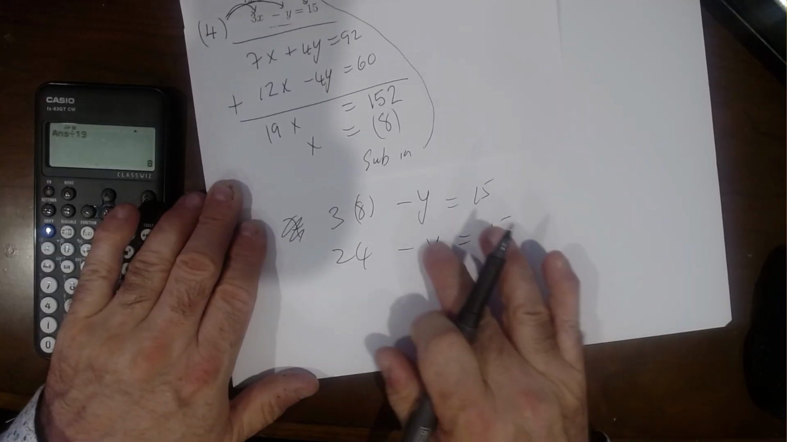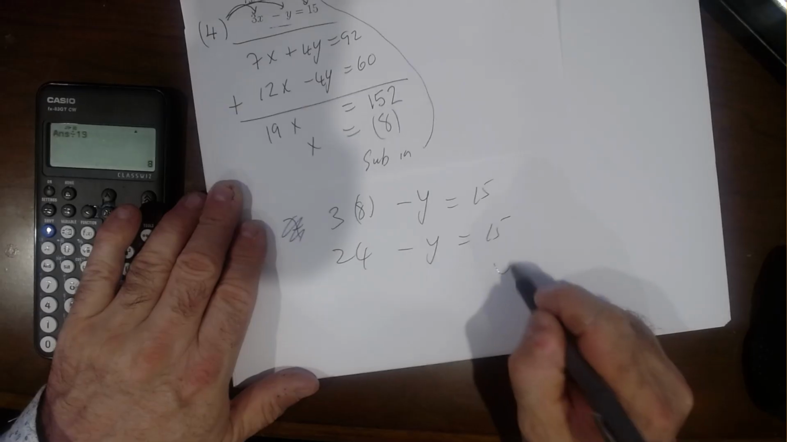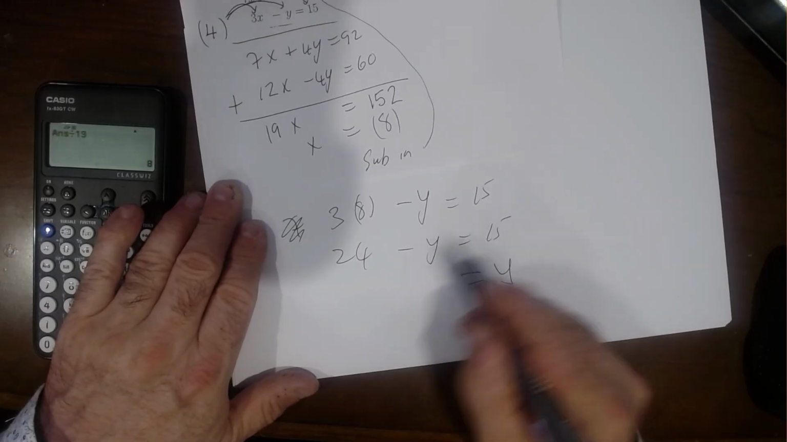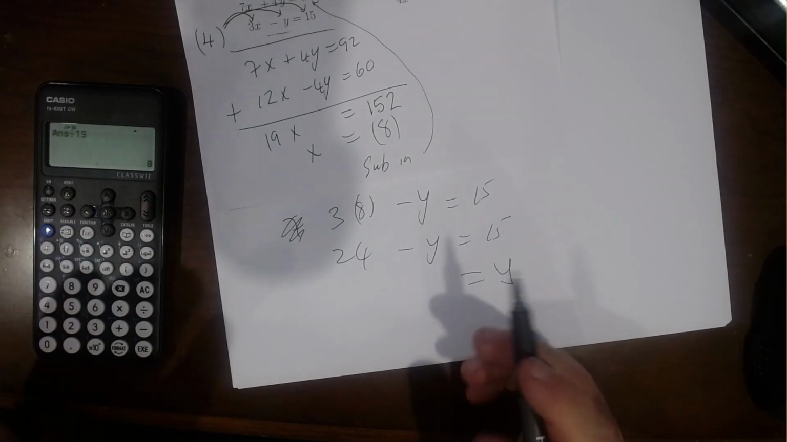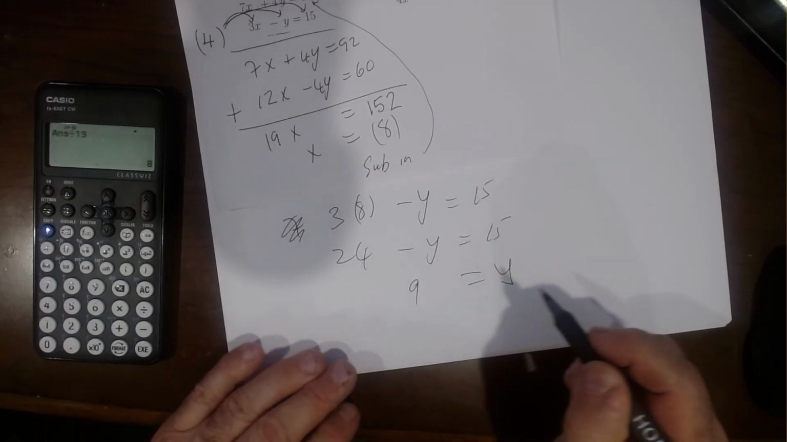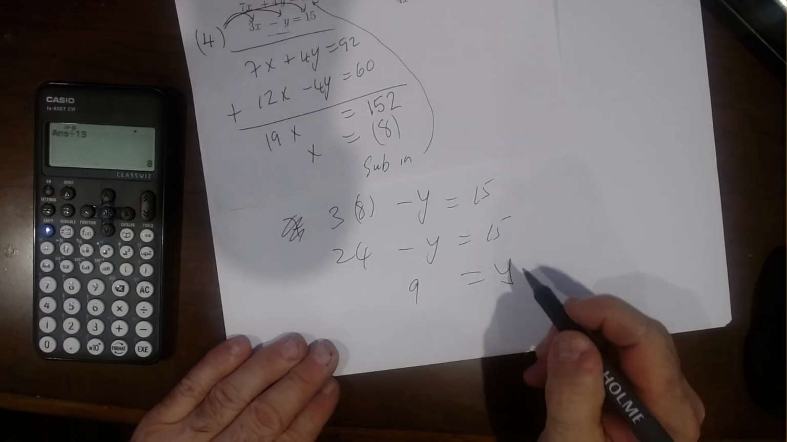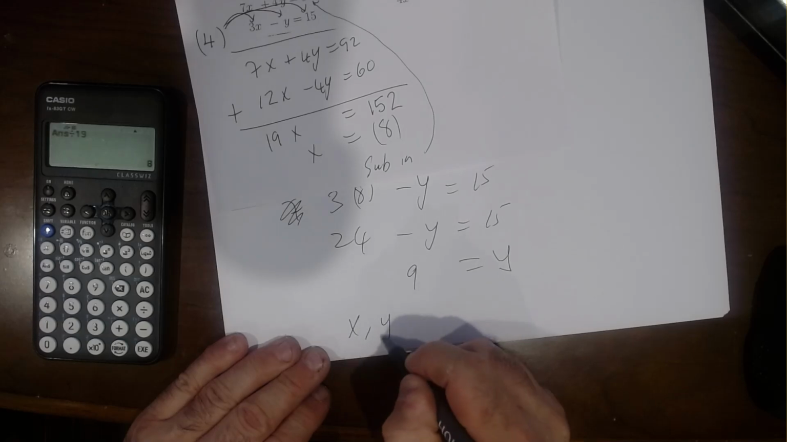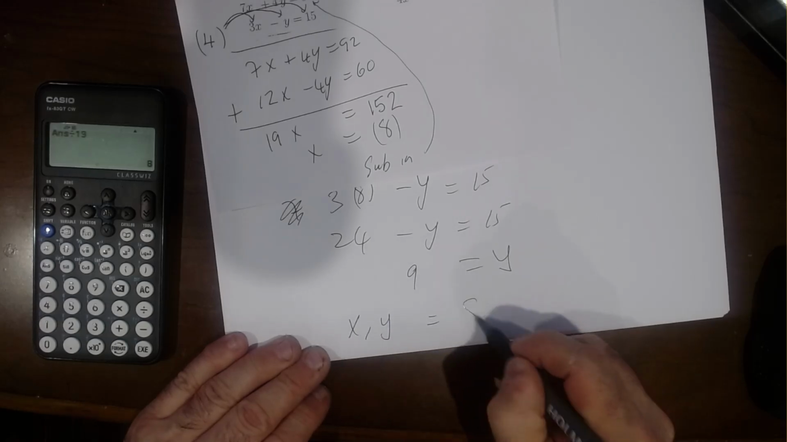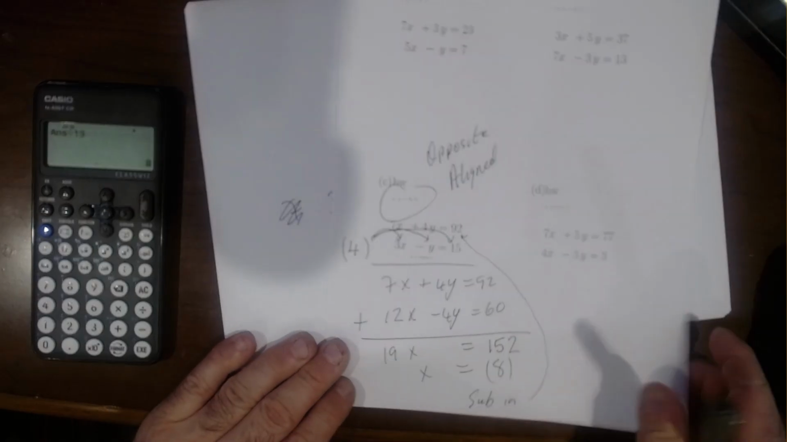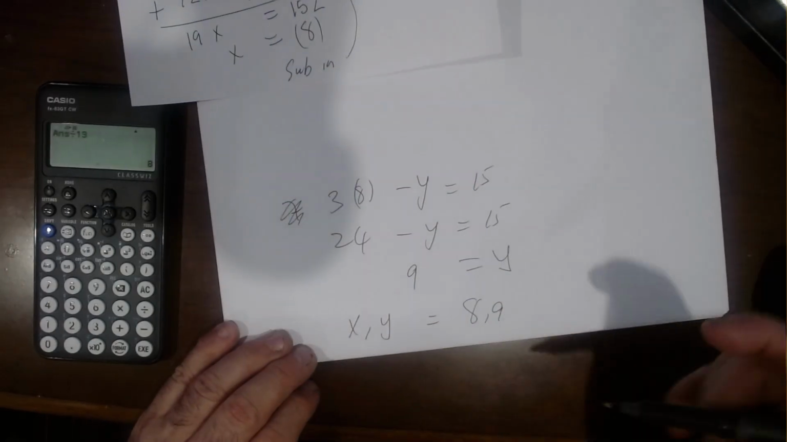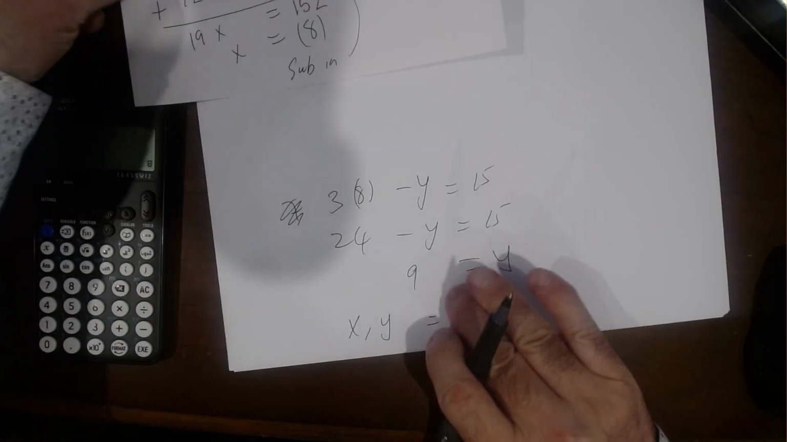So this is a unit, but it's a negative unit. Bring it across, becomes positive. And bring the 15 back. 24 take 15 is 9. So my answer is x, y equals 8, 9. And we knew that because it was given to us. And we're happy with that.